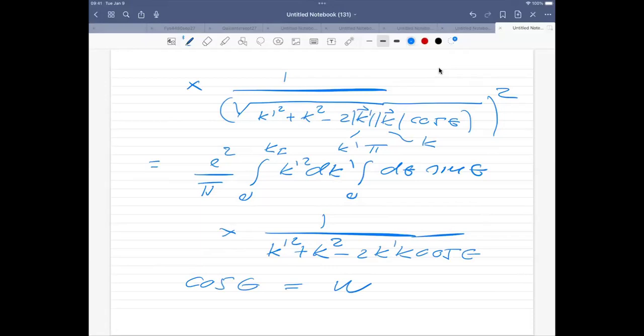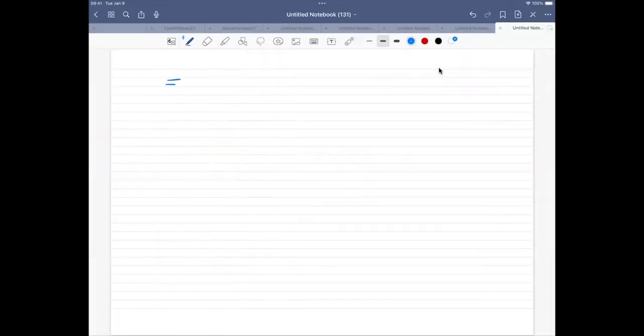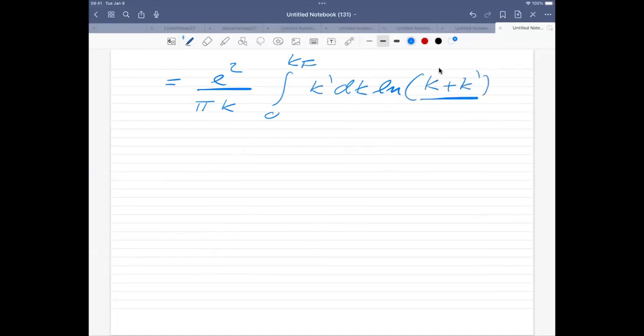So when I perform the calculations here, I get that this one is going to be equal to e squared divided by pi divided by k. And then I have a sum up to k, an integral up to kF of k dk. And then I have ln, and now I'm going to have a (k plus k') divided by (k' minus k). And this term here is actually squared. Now, this is again something which I now can evaluate again. And if I do that, I'm going to get the following expression.